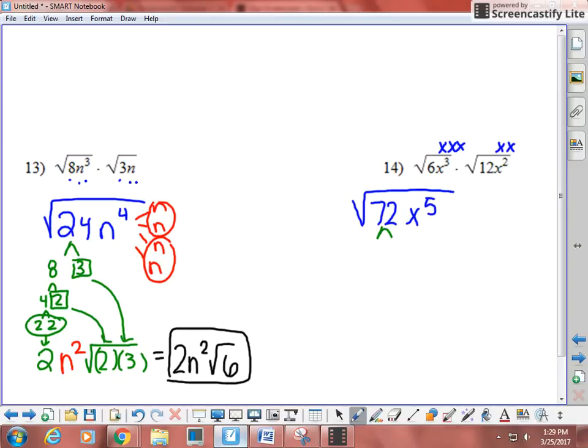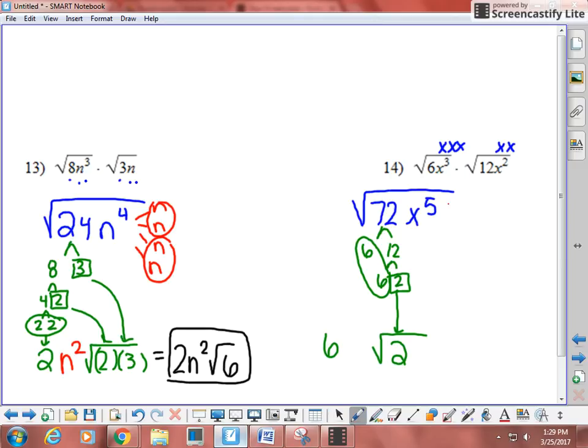Breaking this down, I know that 72, we can go back to the 6 and 12 that we had, and then 6 and 2, so that gives me a couple of 6's. So they can go outside. Inside is the single 2 that's left over.